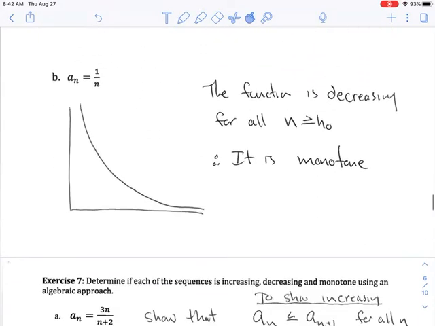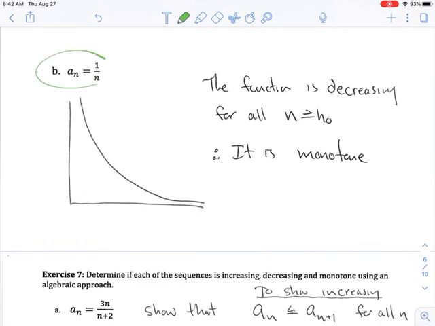In our second example, you could graph this as 1 over x. And so 1 over x for n greater than n sub 0 is always decreasing. So again, as a function, we're ignoring the values of x that would be negative because as a sequence, we don't have any negative n values. n is always going to be positive integers. So this is decreasing everywhere, so it is decreasing monotone.